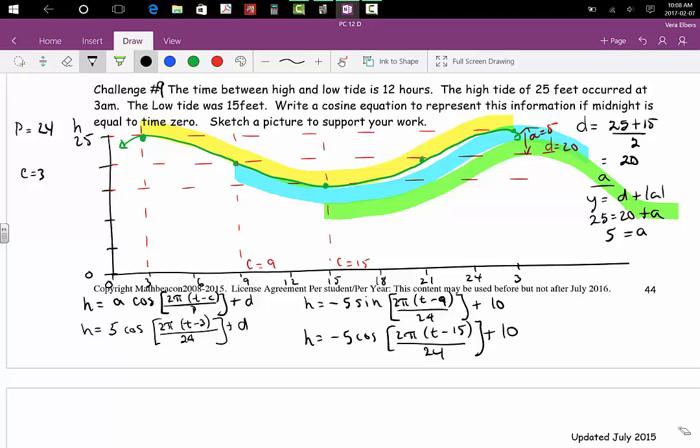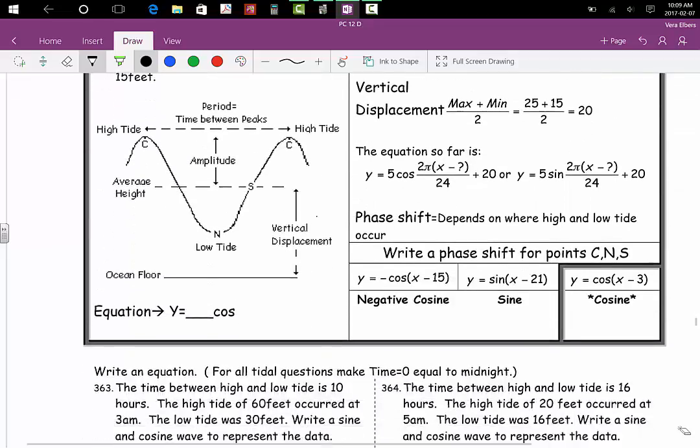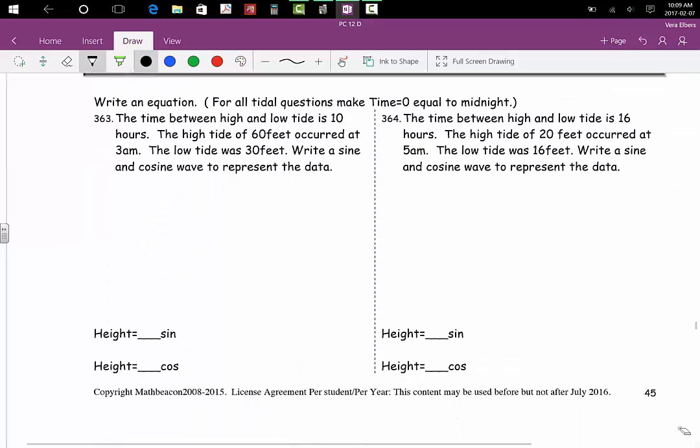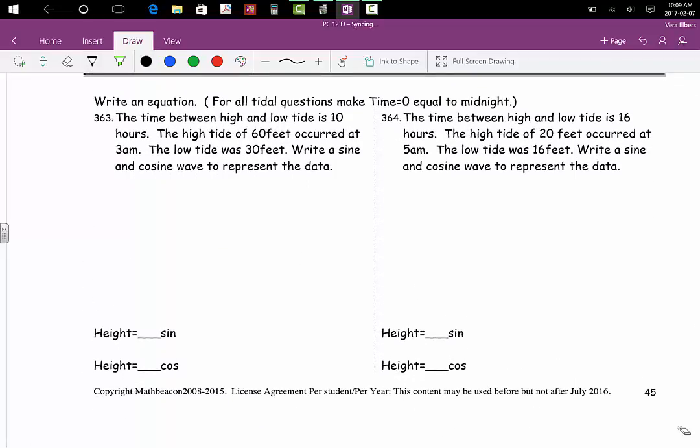Okay, so hopefully you understand that, and we're going to do one example to kind of review that before we move on to other work. So on the next page, we'll take a look at 363. Okay, you're asked to write an equation. It says for all tidal questions make time equals 0 equal to midnight.